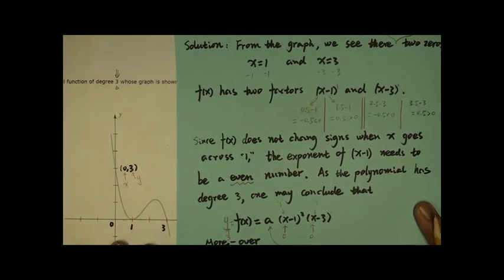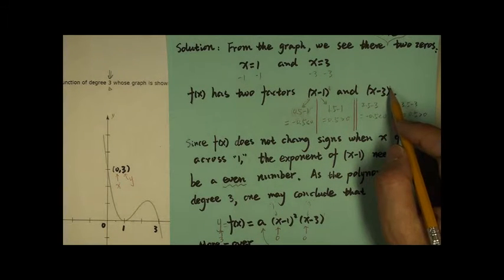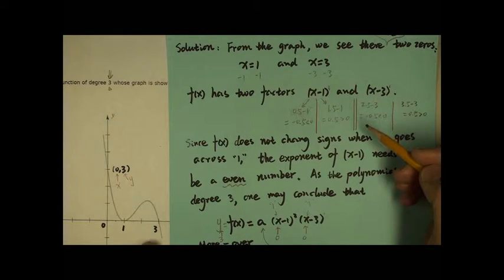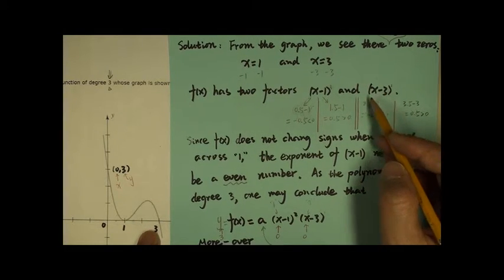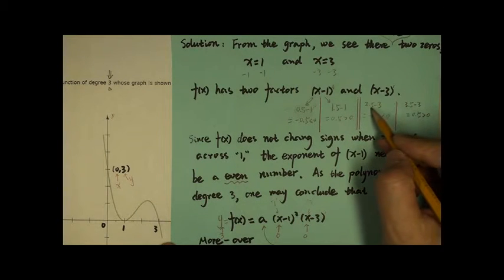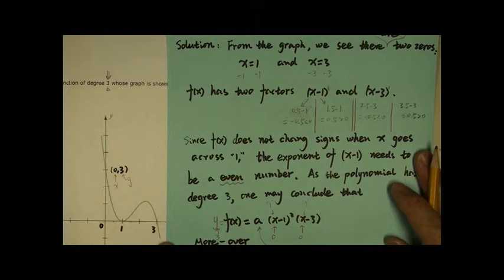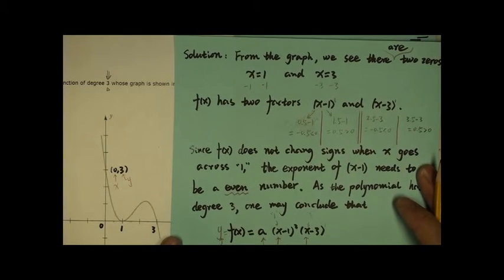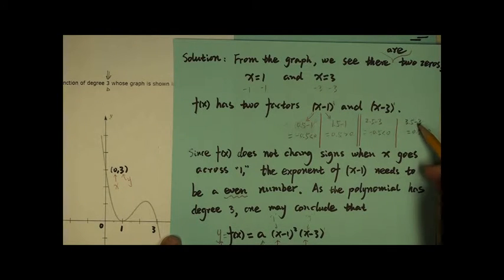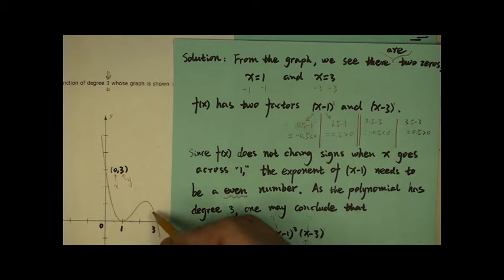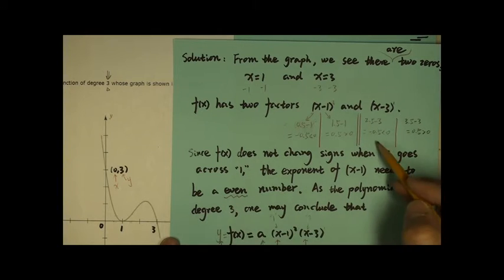Now, why didn't we conclude that x minus 3 has an exponent of 2, 4, or 6, an even number? Here is the reason. When you pick x equals 2.5 on the left, 2.5 minus 3 is negative 0.5. Then you pick a number, 3.5, which is greater than 3, and you get positive 0.5. We do know that if it's negative here, it's positive there. So when x goes across 3, it changes the signs.